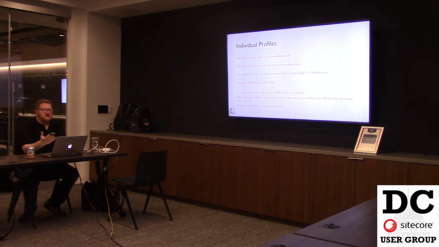So individual profiles. These are the starting point for using the content profiling system. These represent the individual scorecard that we'll use for profiling content. You can think of these representing conceptual areas like favorite product type or the one I keep coming back to, pet preference. Right? These are managed in the marketing control panel. To create a new one, you go into the profiles node, insert one.